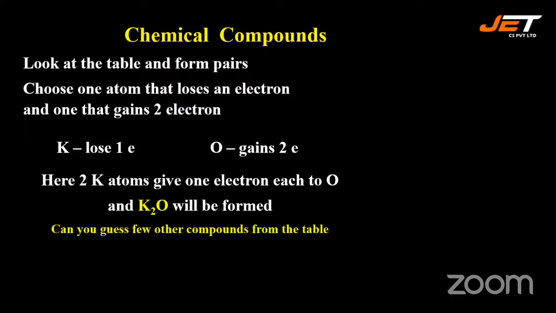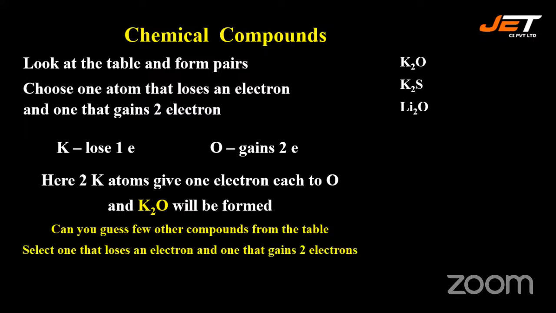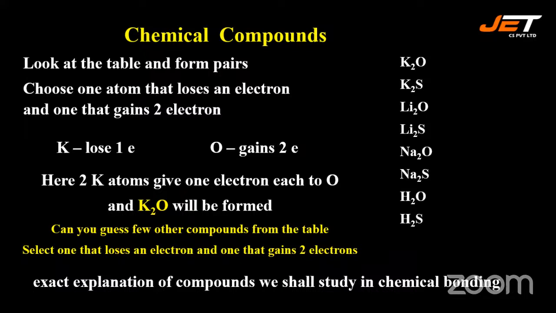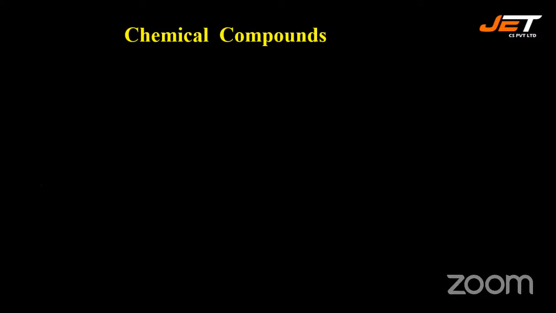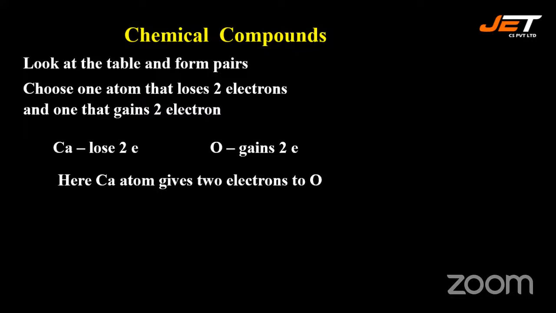Other examples are K2S, Li2O, Li2S, Na2O, Na2S, H2O, H2S. Just remember that chart. If someone gains two electrons, the other one has to lose two electrons, or one electron two times. This is how chemical compounds are formed. Now, calcium loses two electrons, oxygen gains two electrons. So CaO. This is the practical example.